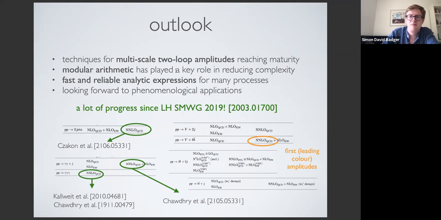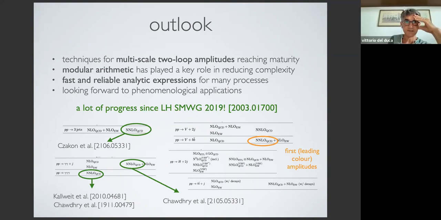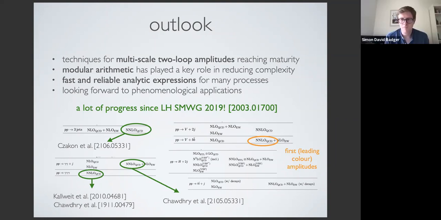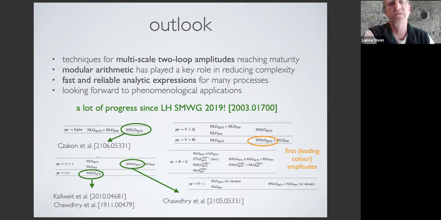Thanks. Lance, please. Hey, thanks, Simon, for a nice talk. I'm trying to understand the scaling with the number of kinematic variables in the computation time. How many points do you need to throw over finite fields before you can reconstruct the whole function? I guess in the all massless case, there's dependence on four variables. And how would it change if you add a fifth variable for a W mass or something?